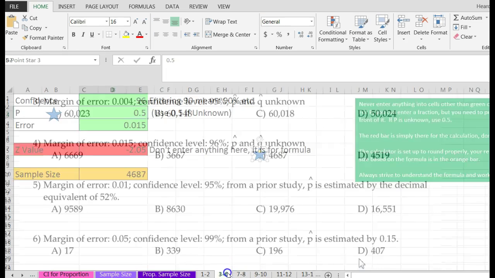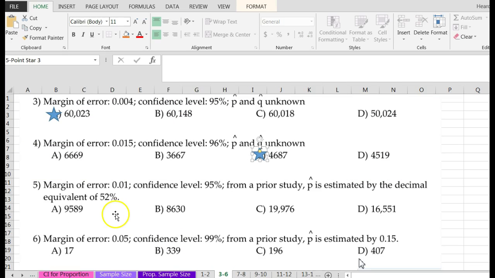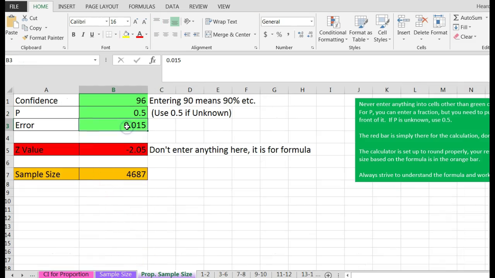Anybody that's been in a classroom knows I have to look back and forth. 0.01 is the margin of error. The proportion, they gave it as an estimate of 52%, so I put in 0.52. The confidence was 95%, so I type in a 95.